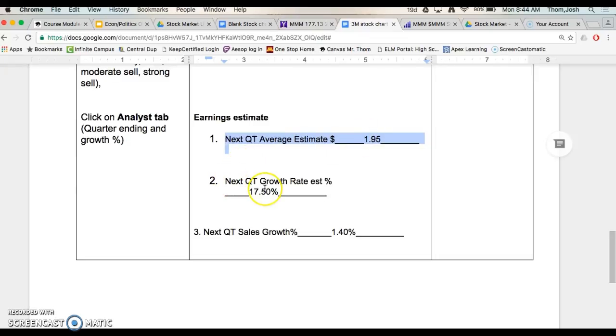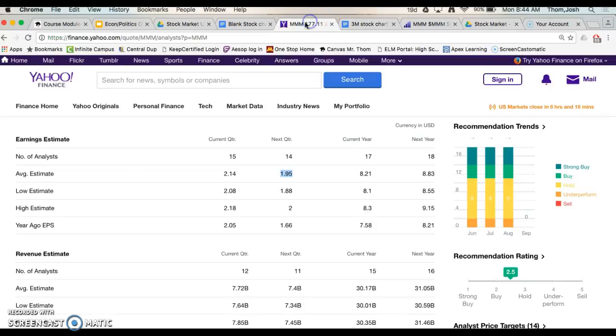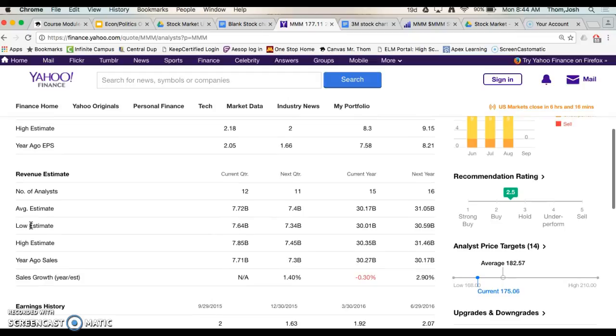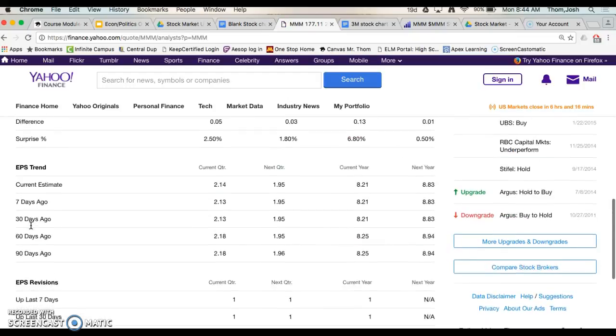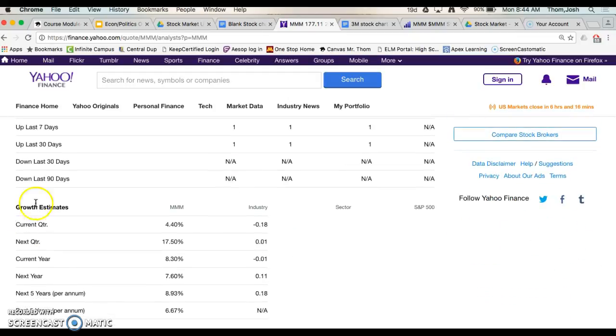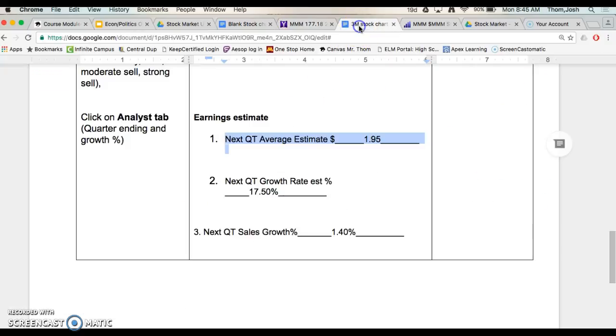And then the second question is the next quarter's growth rate estimate. This will come in the form of a percentage. And you'll have to find some of that as well by looking around. Let's see here. Growth rate, there we go. Here's your growth. Next quarter, 17.5%. Make sure you use the number for 3M and not the industry that they're involved in. So you take that 17.5%, go back to your chart, throw that in there.